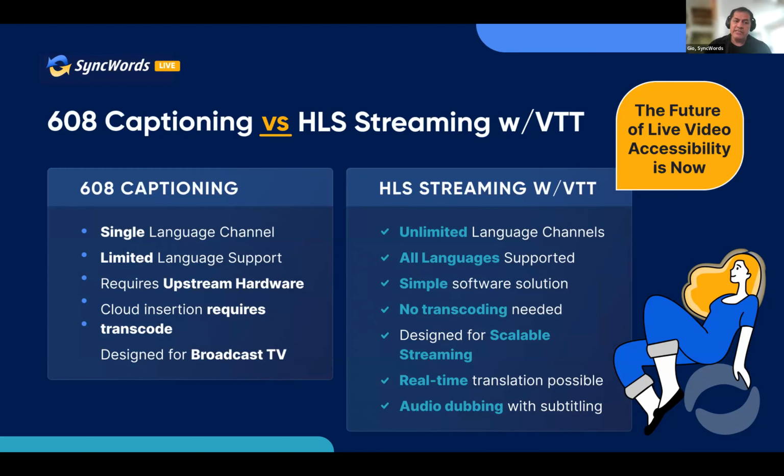And there are ways to do the insertion of 608 on the cloud, which we can do as well, but that requires a transcode, which basically means you would have to feed your video to a mechanism that then inserts user data to your video. So your video has to be transcoded essentially, right, before the 608 can be added. And that can be hit or miss, right? If you're trusting a transcode just to add captioning, that could potentially affect the quality of your video. And of course, it's designed for broadcast television.